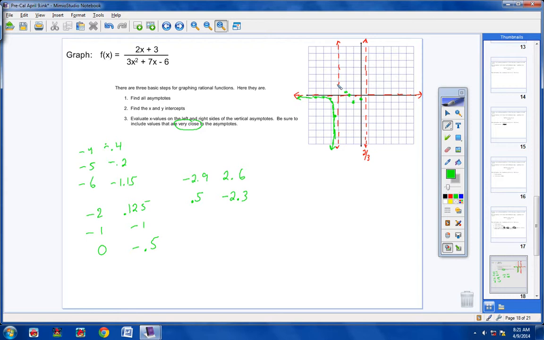So when I get real close to the x-axis, I'm getting real close to the asymptote right here, negative 2.9. I'm going all the way up to 2.6 right here. And then over here, when I get real close, 0.5, I'm going down to negative 2.3. So 0.5 is negative 2.3, about right there.